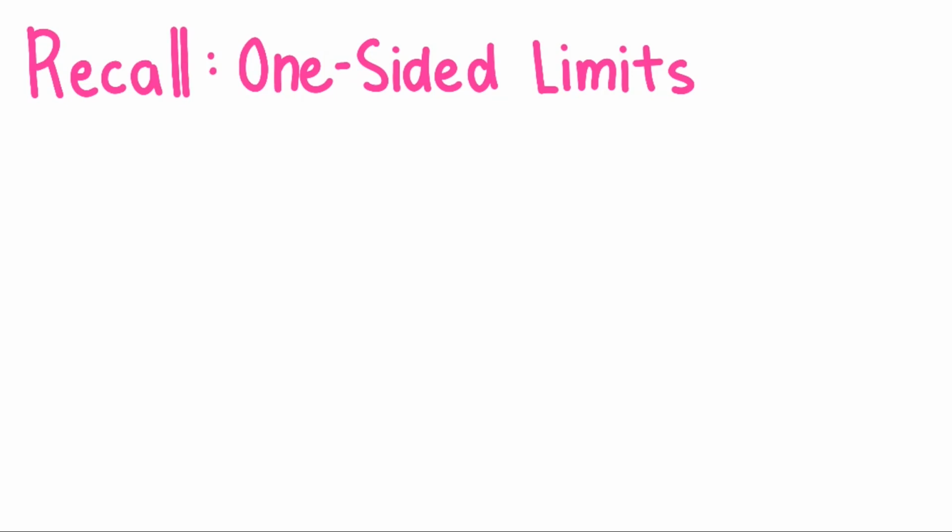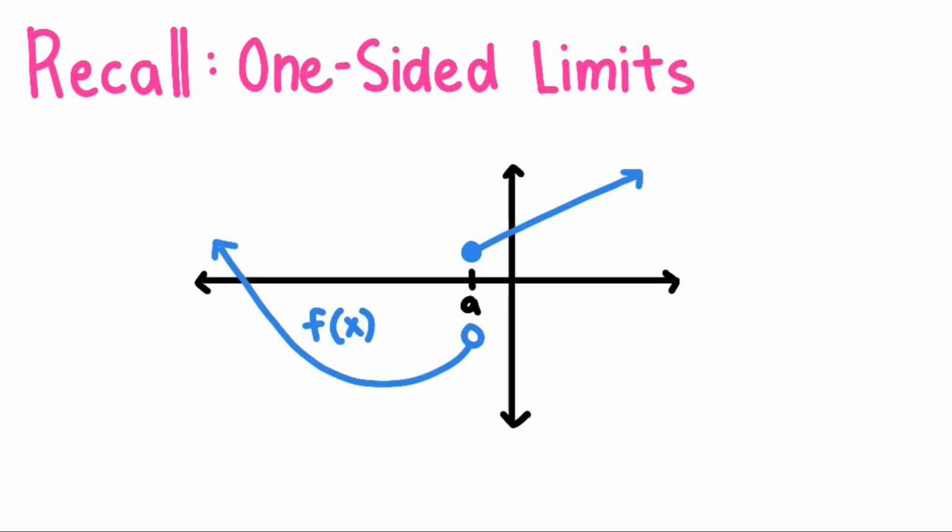Hello there. In this video, we'll be dealing with examples on one-sided limits involving the radical function. But first, recall that one-sided limits is a type of limit that is only concerned with the behavior of f as x approaches a from either the left or right side. Let's have this graph as an illustration.